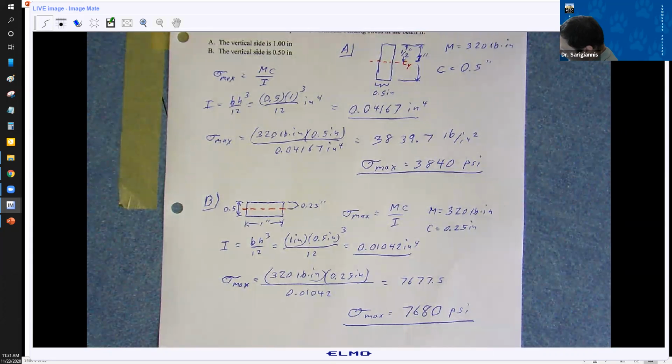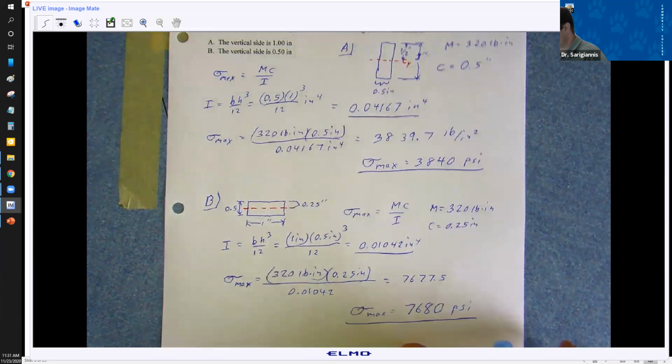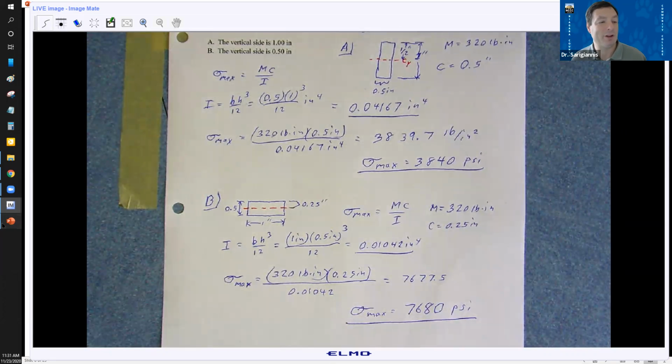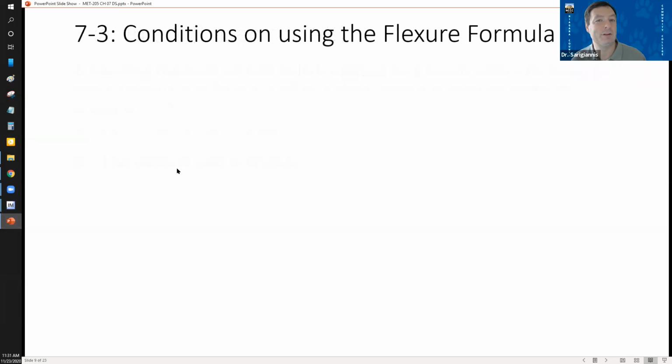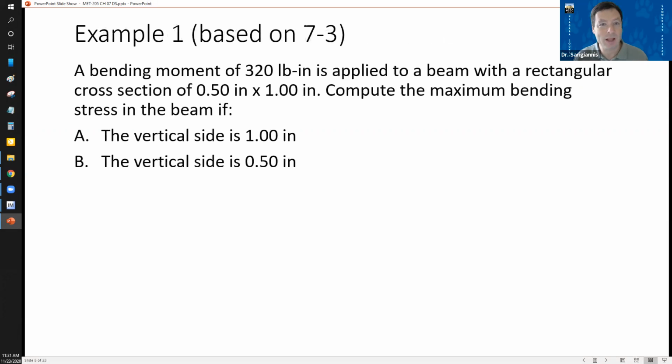All right, let's see. The next one is, do I have a slide first? No, I don't. All right. So this just basically demonstrates the formula and the max stress and stuff.